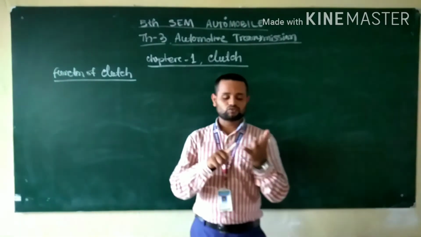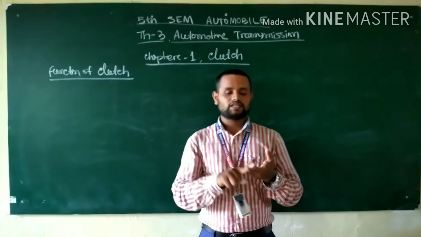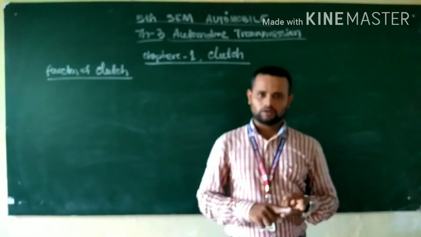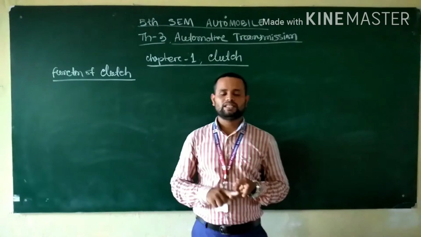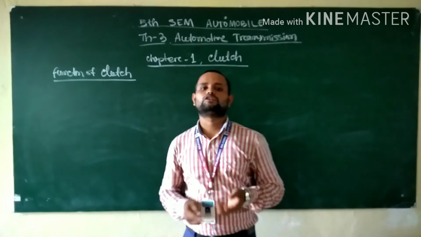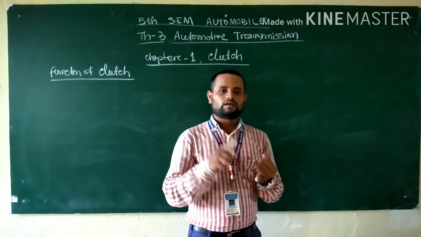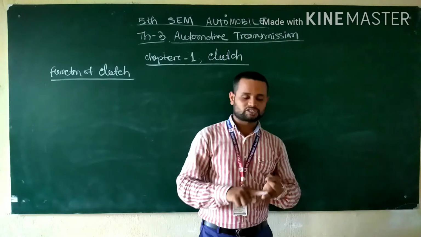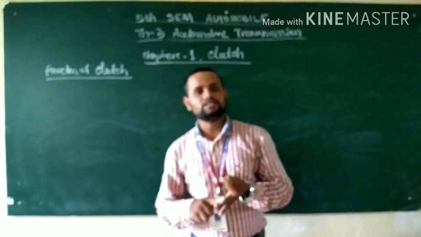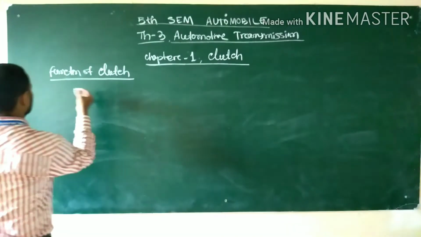Then third one is, first one is vehicle stationary, second is vehicle in starting position, and the third one is to permit the engagement of the gear when the vehicle is in motion without damaging the gear wheel. Three functions: engage the gear while the vehicle is stationary, engage the gear while the vehicle is going to start smoothly, and third is engage the gear when the vehicle is in motion. So function of clutch.